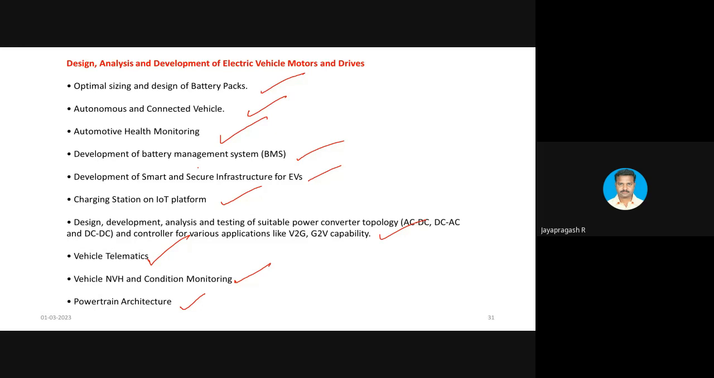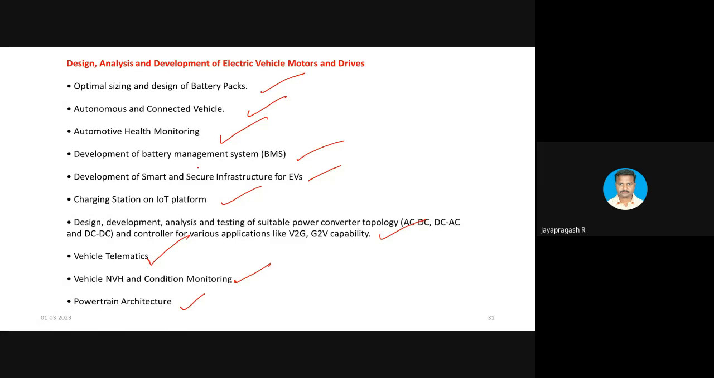Optimal sizing and design of battery packs, which many researchers are concentrating on. Autonomous and connected vehicles, health monitoring, battery management. As of now we have no battery management system. We are importing from other countries and just fabricating all the components to develop the electric vehicle. And security is most important. Whenever you connect your electric vehicle with the grid, no one should steal the information.